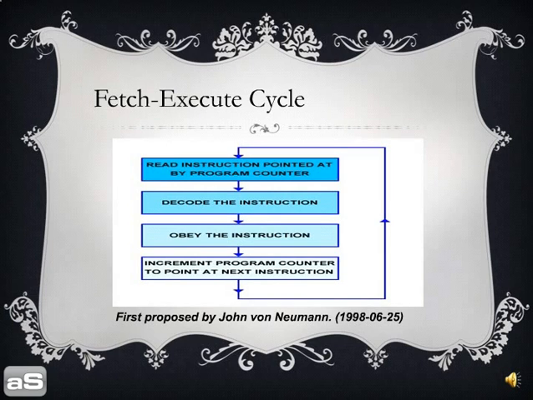There are 4 steps to the fetch-execute cycle: read the instruction pointed at by the program counter, decode the instruction, obey the instruction, and increment the program counter to point at the next instruction. First proposed by John von Neumann.